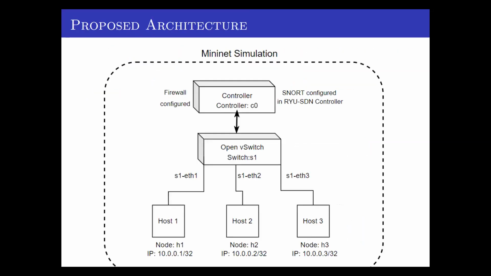So my proposed architecture implements a intrusion detection system at the controller level. The firewall will be configured such that if a detection happens, it will block the system from the whole network.